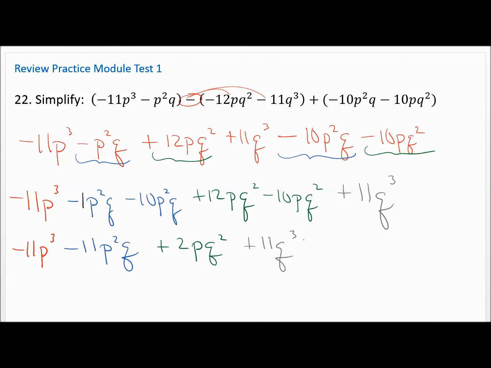Now, certainly don't have to write that in all those different colors. My final answer, just recopy this, is negative 11p to the third minus 11p squared q, that's a q, plus 2pq squared plus 11q to the third.